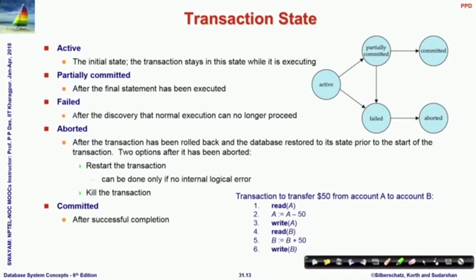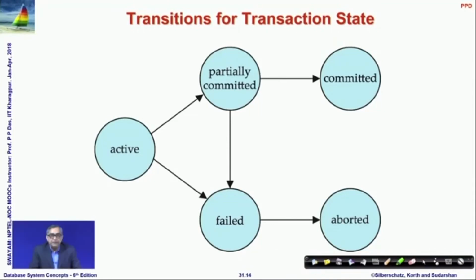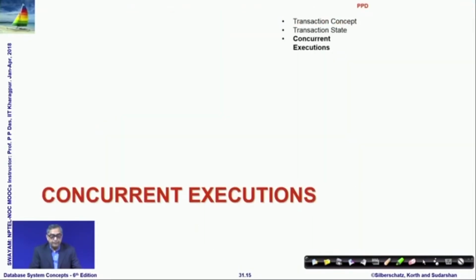So, every transaction will go through these states. A transaction will be in one of the states, and depending on the status of execution, it will continue to remain in that state or will change state. This state transition diagram for transactions is very important, and you must thoroughly understand what is happening and remember this particular state transition.